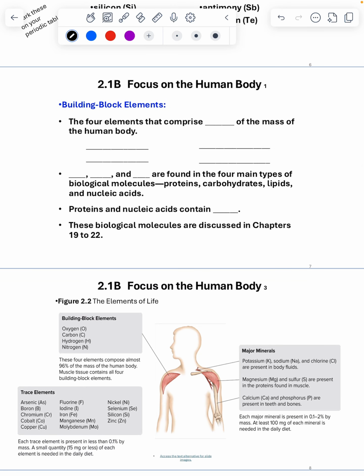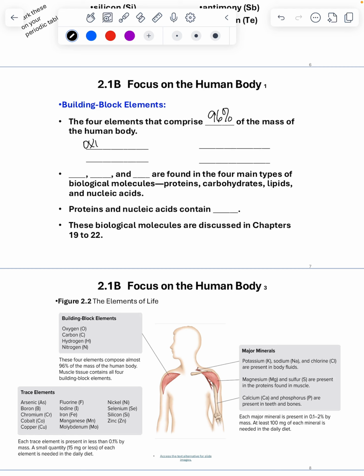So just taking a look at why these are important to us as humans. Elements are very important. There are 4 elements that comprise 96% of the mass of the human body. So these, particularly these 4, but more than just these 4.